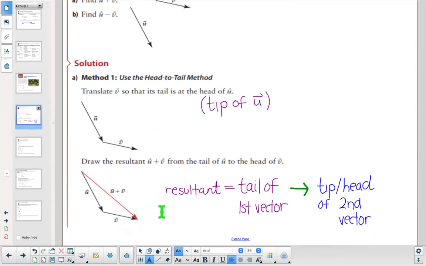Now, the resultant, when I was taking calculus in high school, my number one question was, how do I know how to draw the resultant? And this equation, when you're using method one, kind of summarizes how you should always know what direction you should draw the resultant. So the resultant, you're going to go from the tail of the first vector. Here's my vector u. I'm going to go from the tail of my first vector to the tip or head of my second vector. And that resultant represents the sum of vectors u and v. So I have the tail of the first vector to the tip of the second vector. And that is method number one.